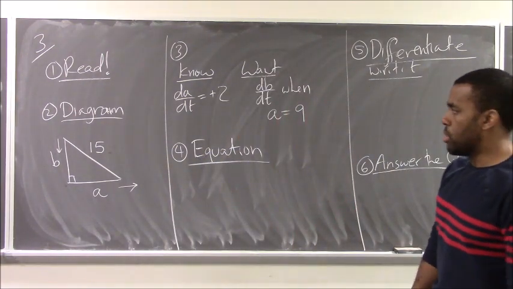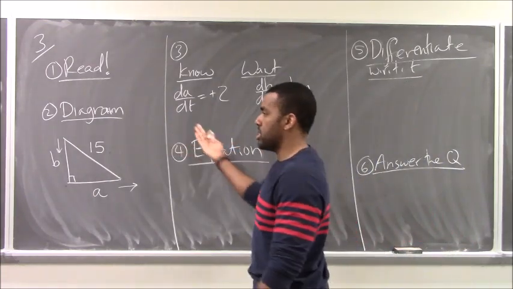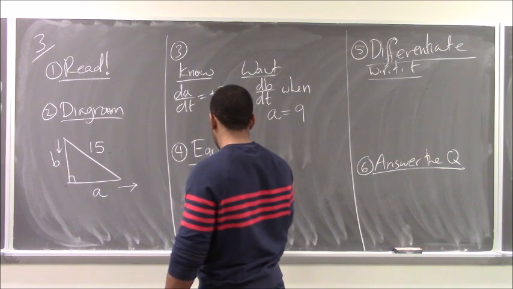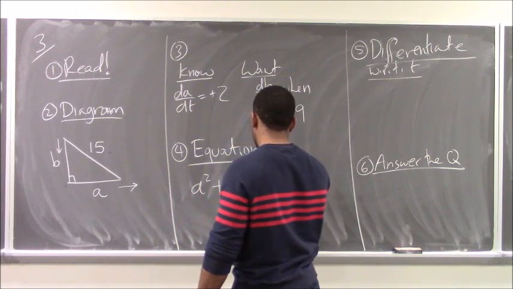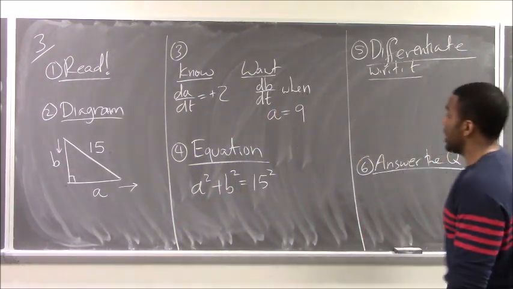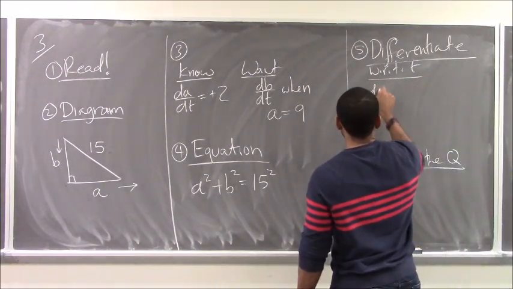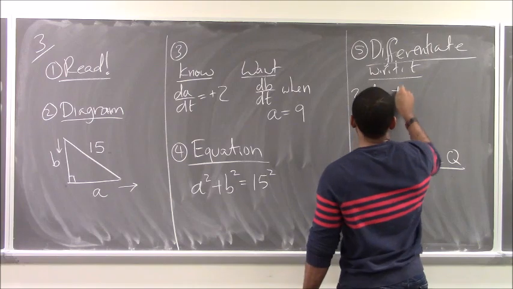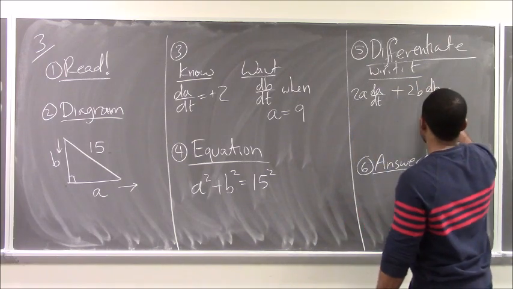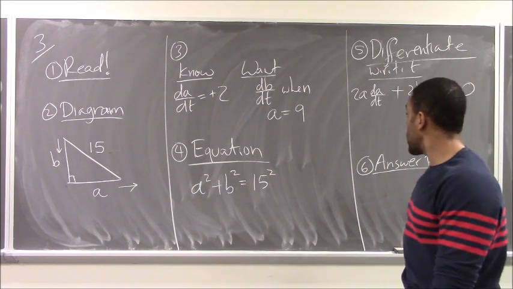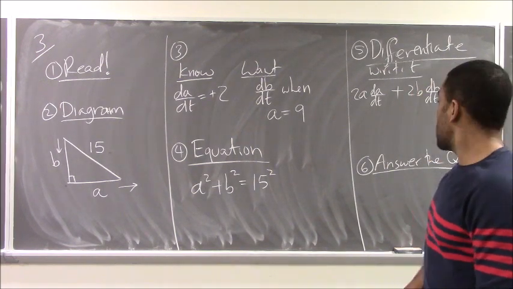Okay? So now we come up with the equation. The diagram hinted to us what equation we want to use: Pythagoras' Theorem. A squared plus B squared equals 15 squared. And then we went to differentiate that with respect to time. So this is 2A dA/dt plus 2B dB/dt equals 0, because the derivative of 15 squared is 0.